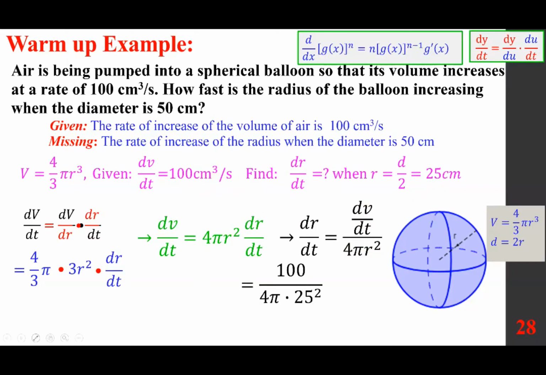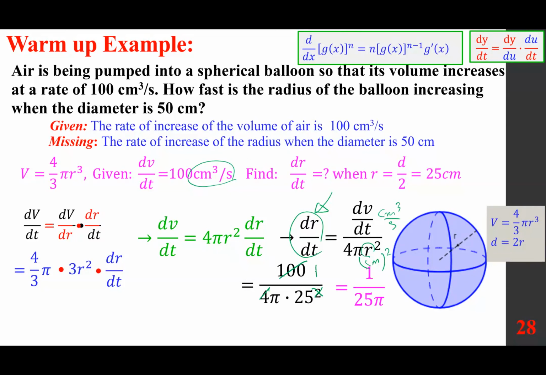Again, I want to make sure that you understand why we end up with the proper units. This one is cubic centimeters per second, and this one is centimeters, and it's being squared, right? R squared. So that's why you get the proper units, which is for dr/dt, the change in radius over the change in time, centimeters per second. Notice 4 times 25 is 100. So we have 1/(25 pi). This is a precise answer.